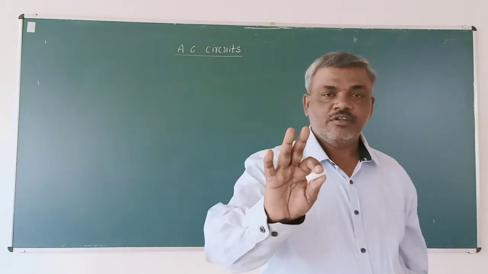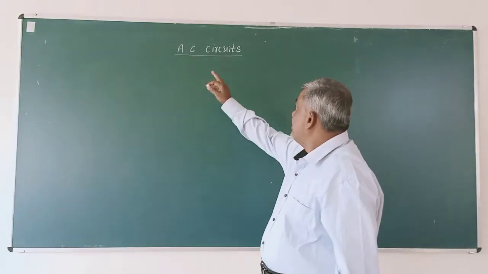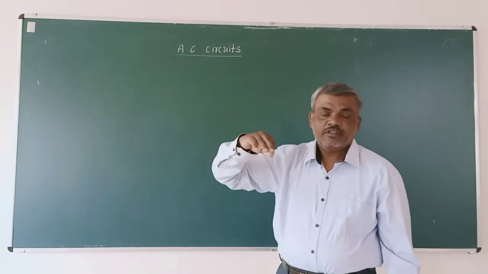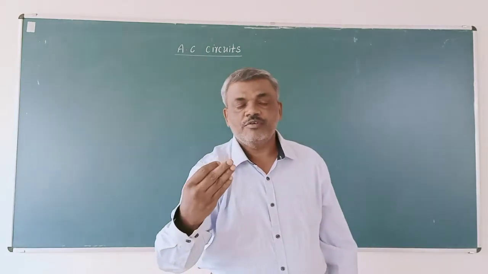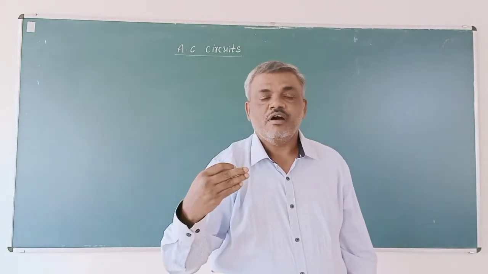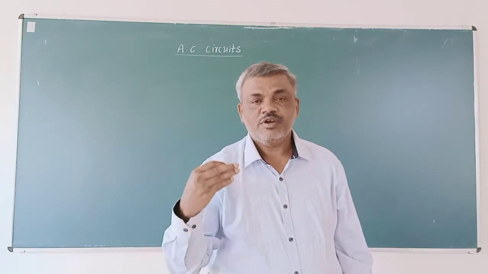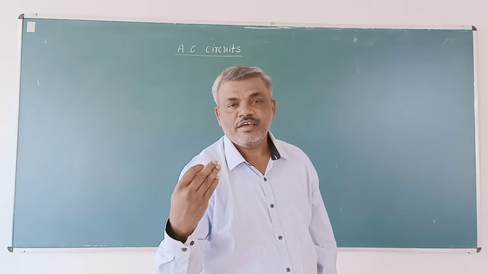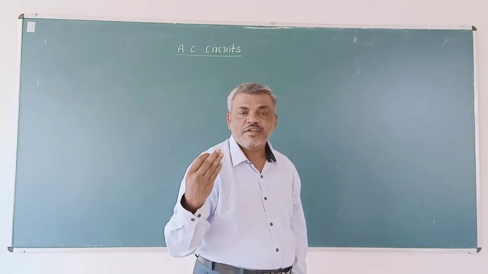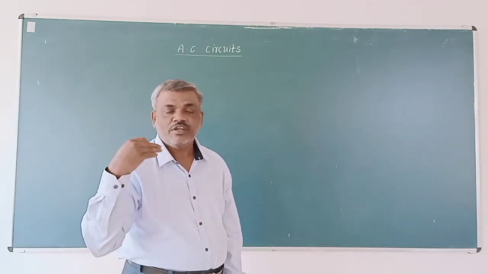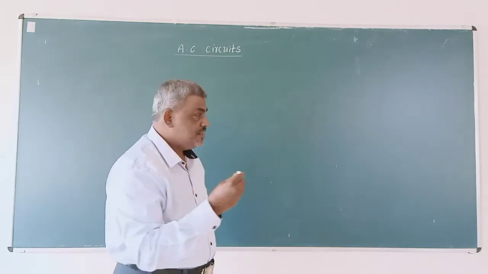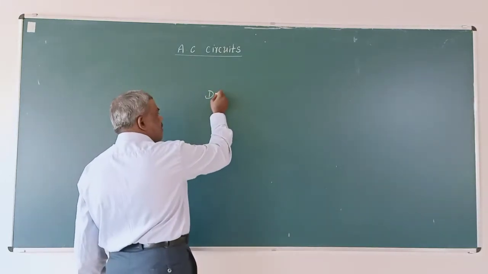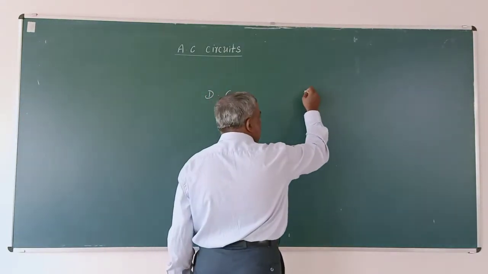Students, today's class is on AC circuits. In the previous video, we covered the important definitions of alternating current. So what is alternating current? The current which varies periodically with time is called alternating current. There are two types of current: one is DC current, and another is AC current.